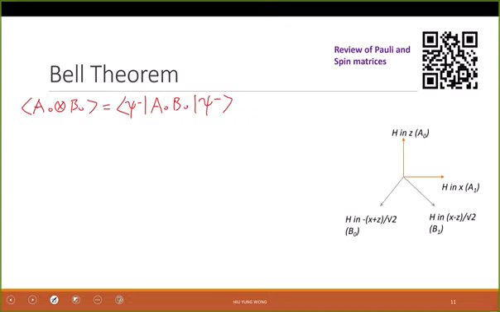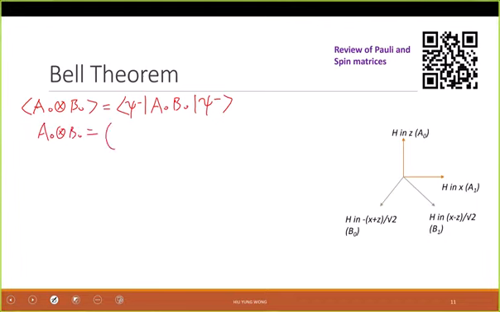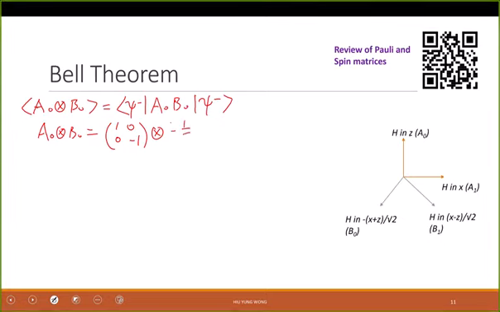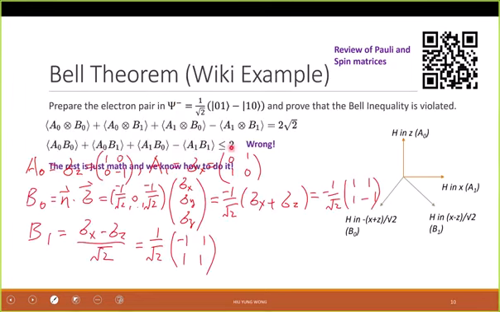So the first thing I need to do is find out what A0 tensor product B0 is. This is not difficult. How do you do it? A0 is 1, 0, 0, negative 1 from the last page. Tensor product B0. B0 is a little bit more complicated, but we calculated it already. It is negative 1 over square root 2, 1, 1, 1, negative 1. I just showed you. This is the B0, 1 over square root 2, 1, 1, 1, negative 1, and A0 is just 1, 0, 0, negative 1.